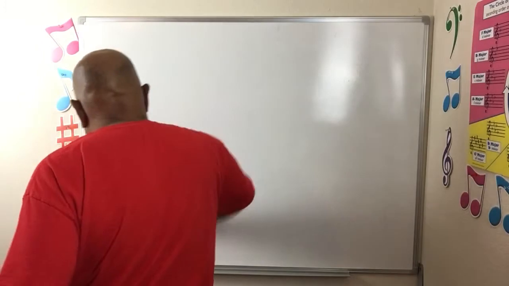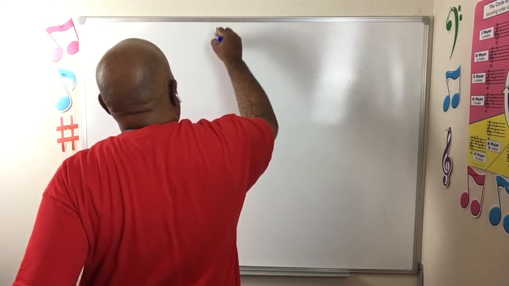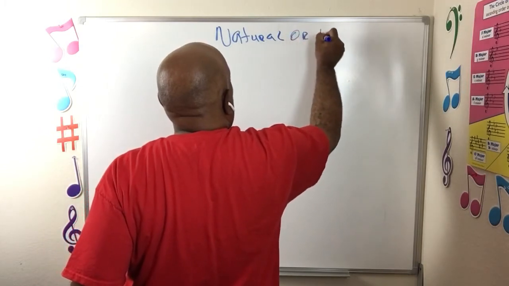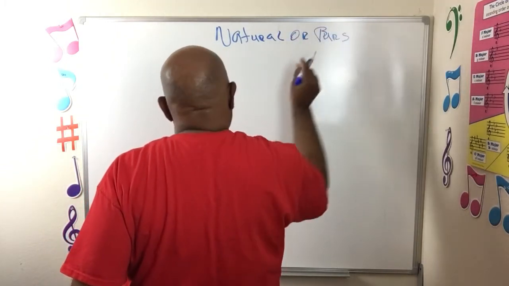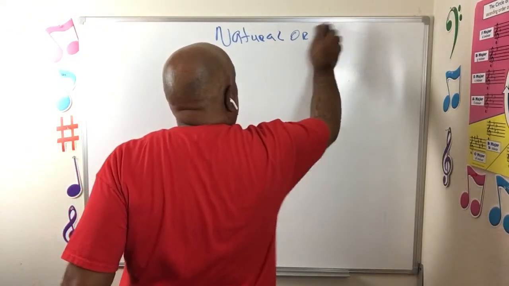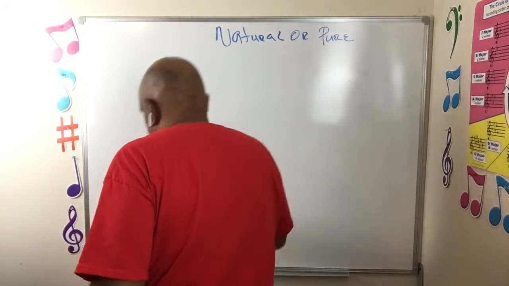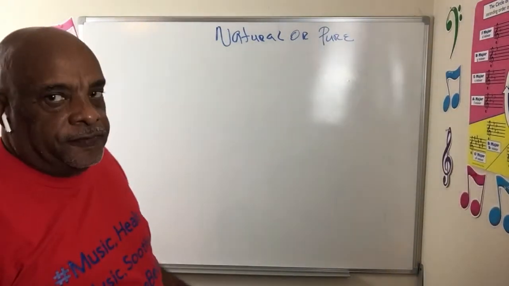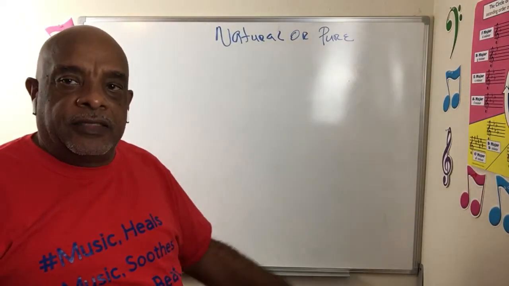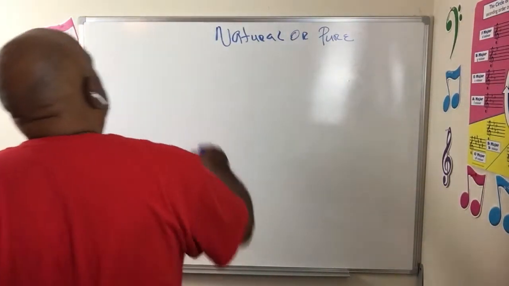Now, the first one we're going to talk about is the natural or the pure minor. I'm not going to draw a staff because I think it would be better if I did the lettering to give you an idea, and then later on we'll do it on the staff. All right, let's deal with the key of E flat.